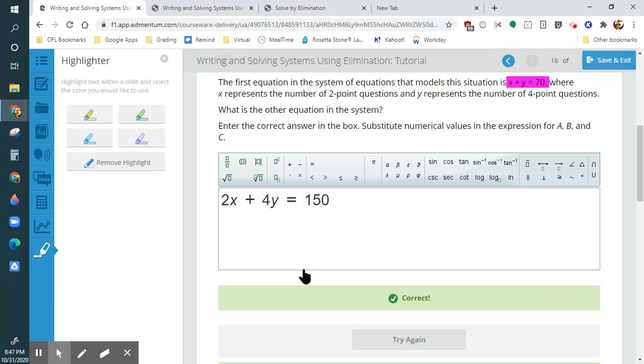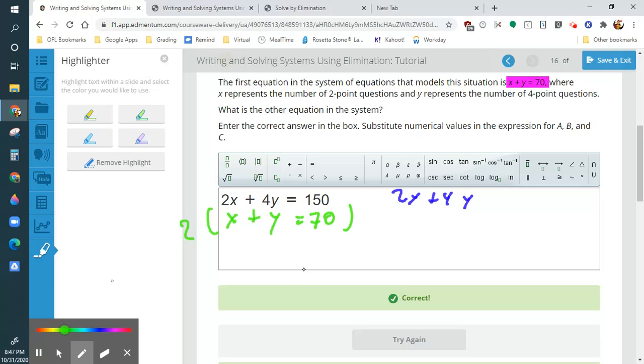So what I'm going to do here is I'm going to solve it. I have this x plus y equals 70. I'm going to eliminate the x because I don't want to multiply by too much. So I'm going to multiply by 2 here. And then after I rewrite everything, I get 2x plus 4y. Oh, let me multiply this by negative 2.